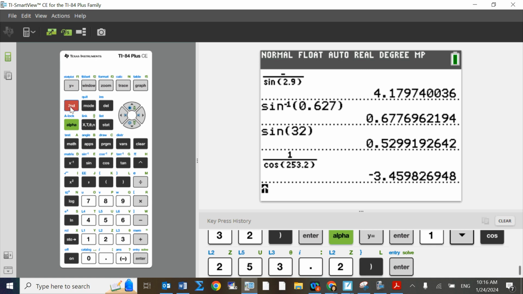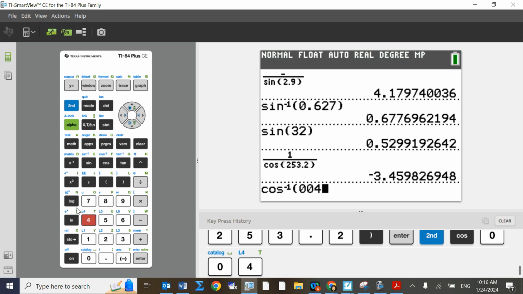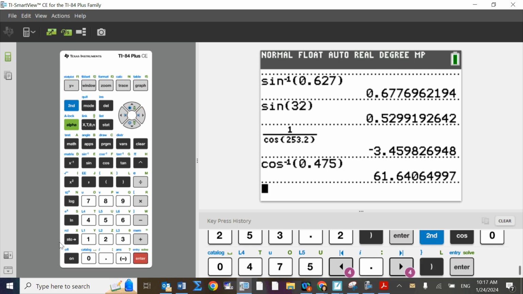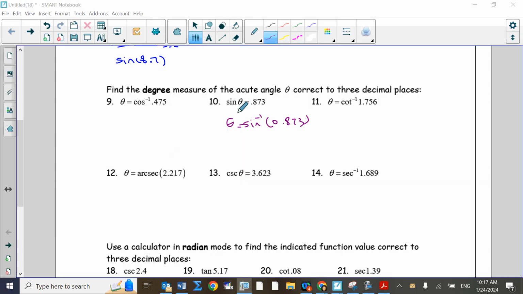So for example, second cosine of 0.475. And it's equal to 61.64 degrees. So for these ones, you easily just go to your calculator and use the inverse function.